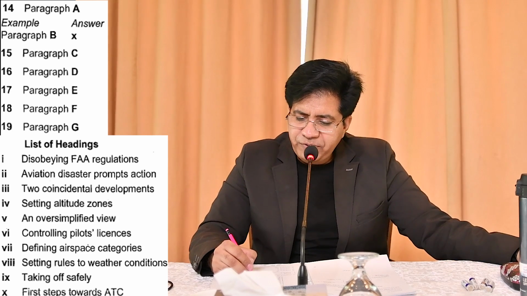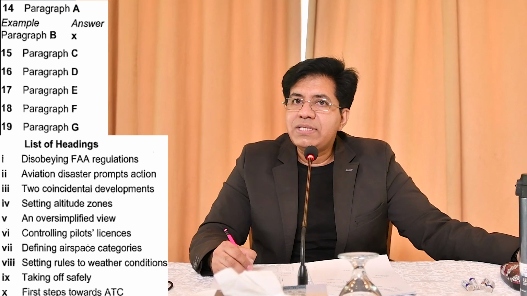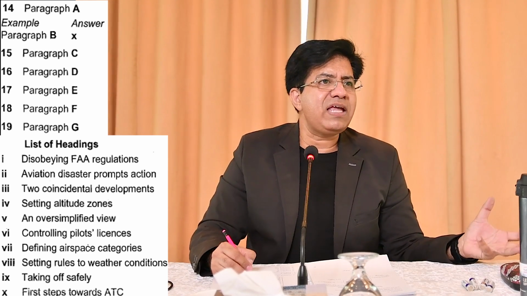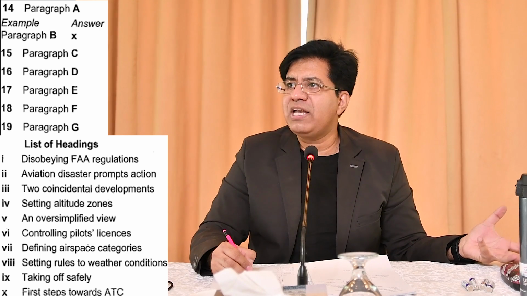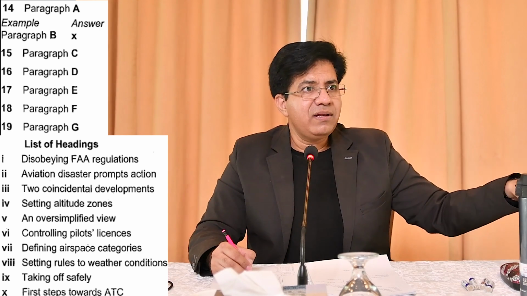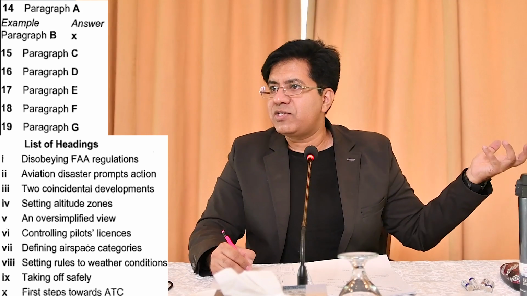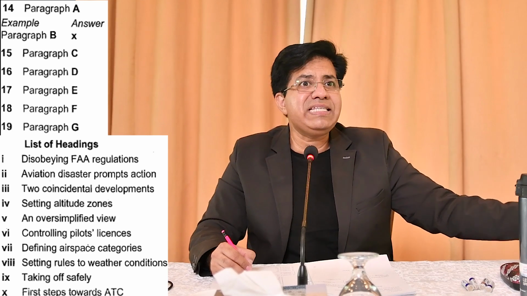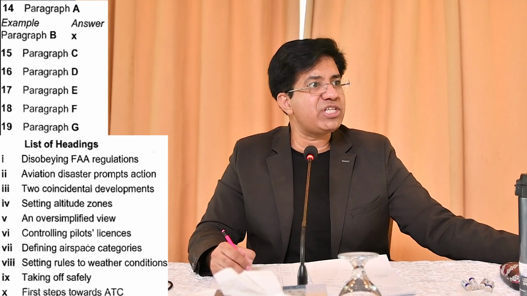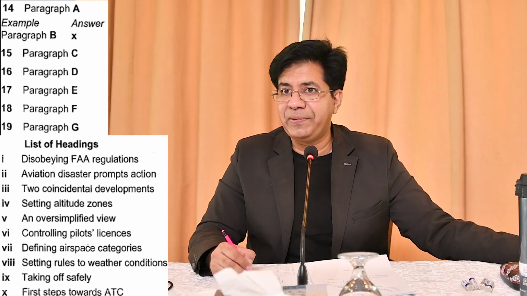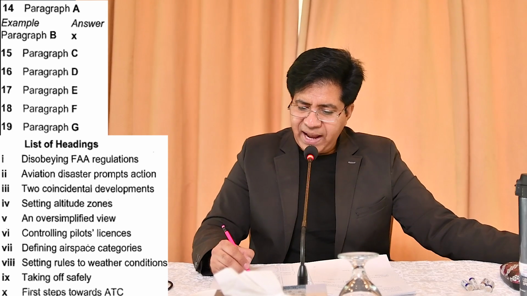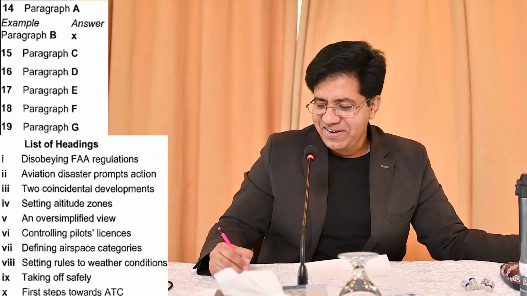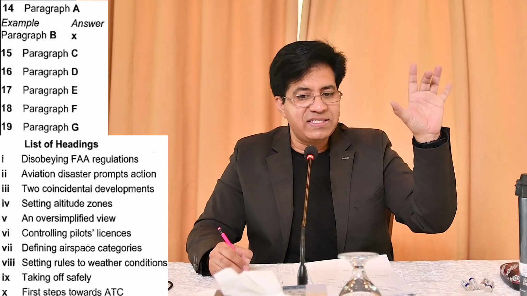Heading number 5, oversimplified view. Somewhere they will give a view which is very, very simple. Now they will say, people think it's a very complex procedure, but in fact it's very, very simple, we do this and that's it. Right? I mean, they're expressing something which is very, very simple and easy. Next, controlling pilots' licenses. Yeah, like once they controlled pilots' licenses here. So how to control? They will talk about pilots, their license and all that.